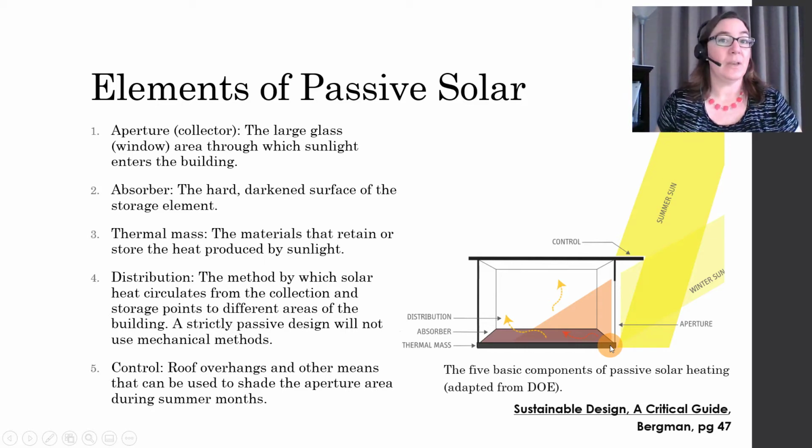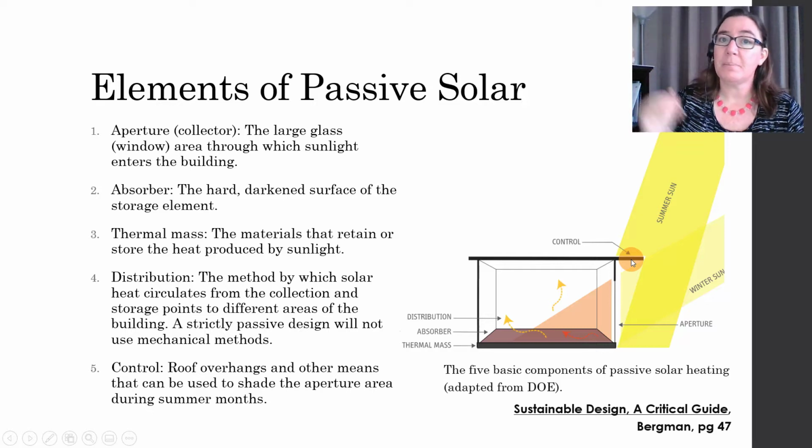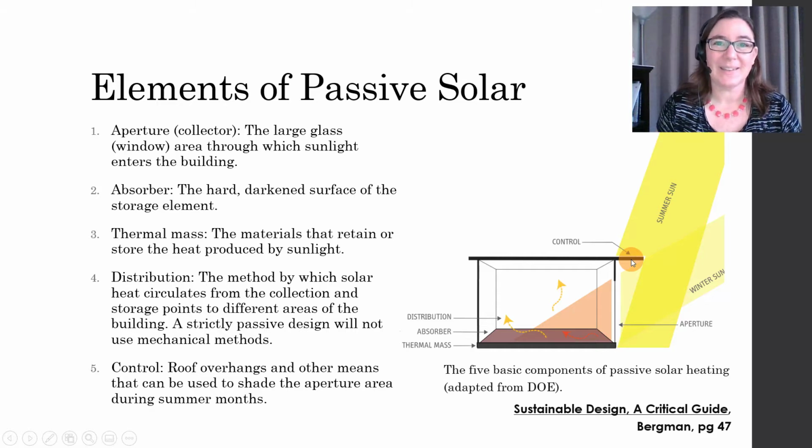And finally, there's a control element here. In this example, it's this overhang here. And these are ways that we allow the sun in when we want it and keep it out when we don't. The simplest control element is a window overhang, but there are definitely other options.